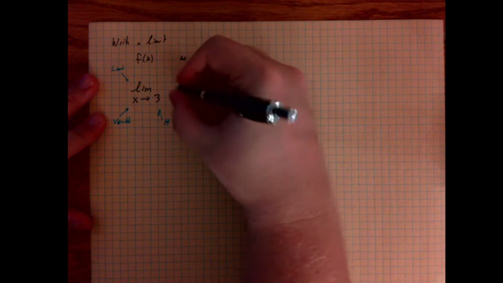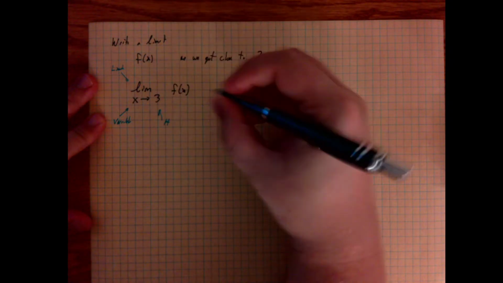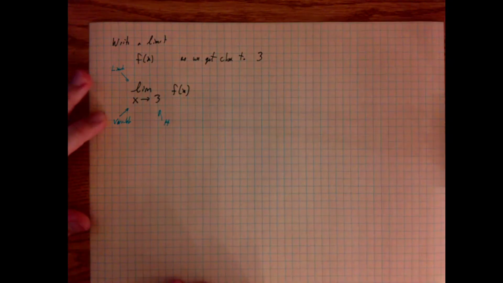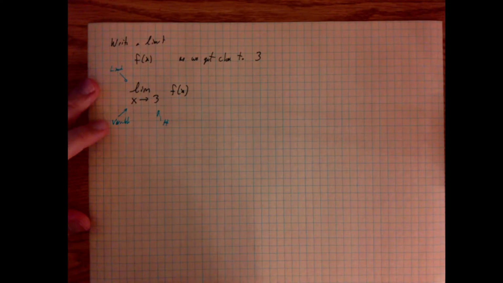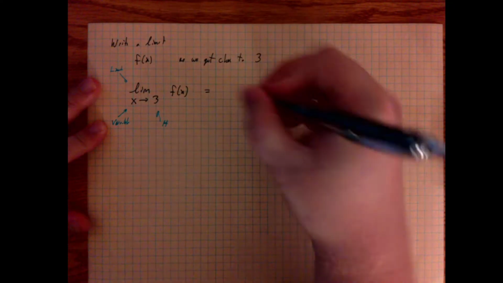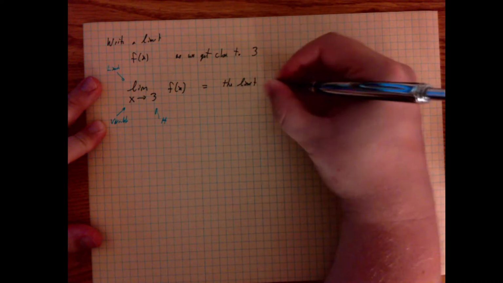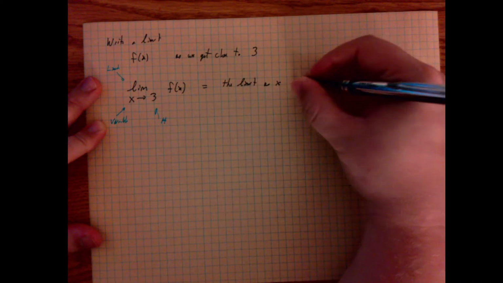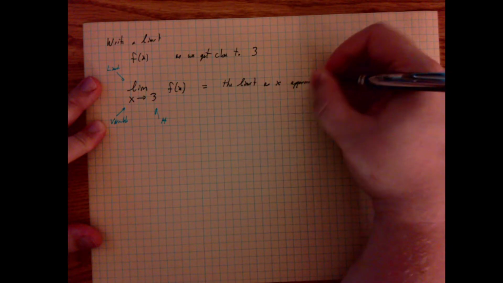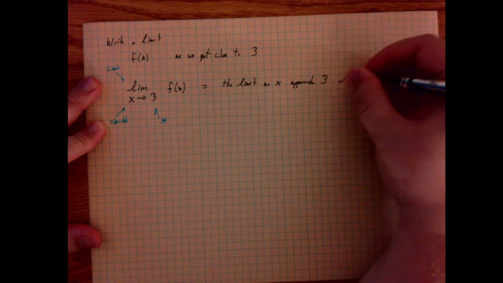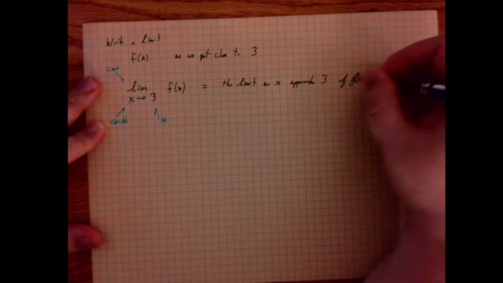And then we either put in f of x, or we could, of course, write out the polynomial or equation in question. And what this statement reads as is, this is the limit as x approaches 3 of f of x.